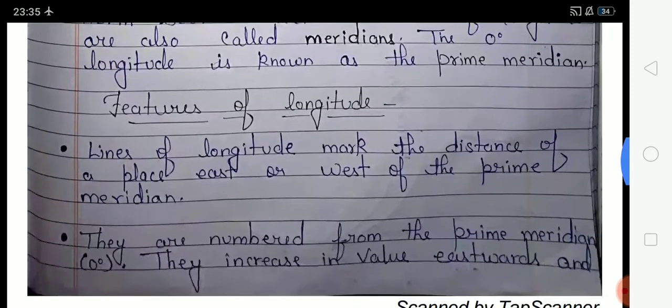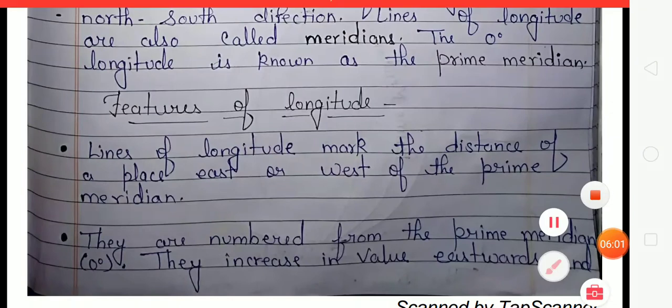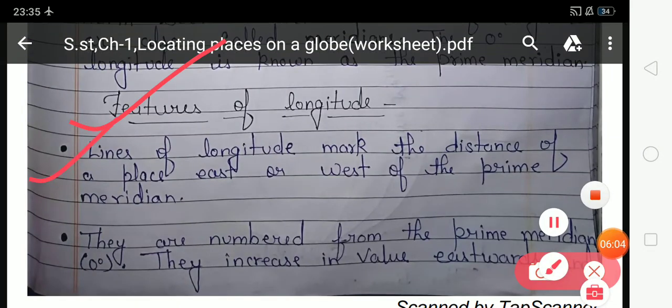Now look at the features of longitude. First one is, lines of longitude mark the distance of a place east or west of the prime meridian. So student, lines of longitude locate the distance of a place east or west of the prime meridian.